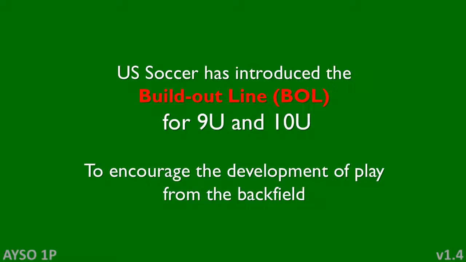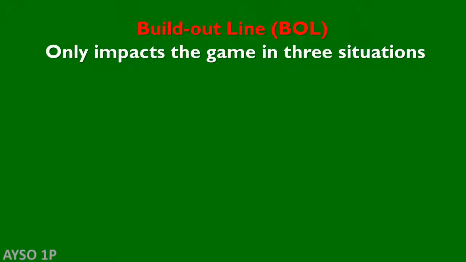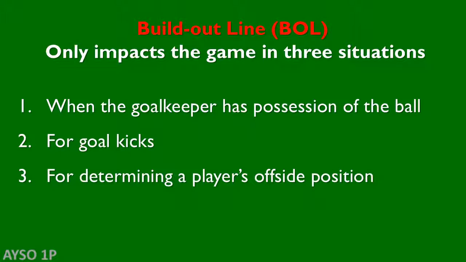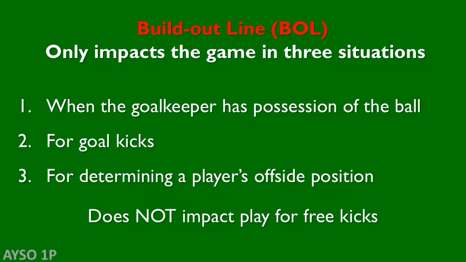As part of their Player Development Initiative, or PDI, US Soccer has introduced the build-out line for players in the 9U and 10U divisions. The aim of the build-out line is to encourage the development of play from the backfield. The build-out line only impacts the game in 3 situations: when the goalkeeper has the ball in his or her possession, for goal kicks, and for determining whether a player is in an offside position.